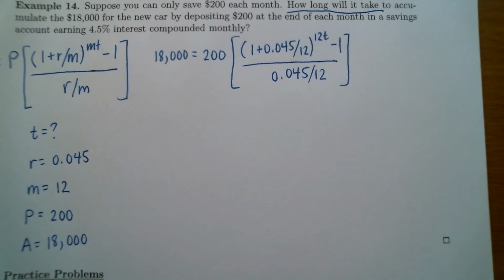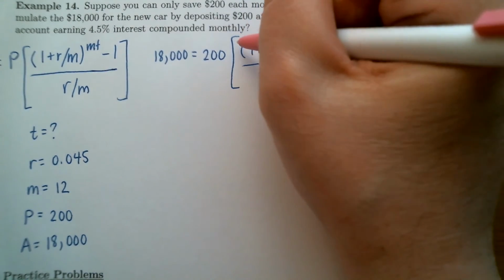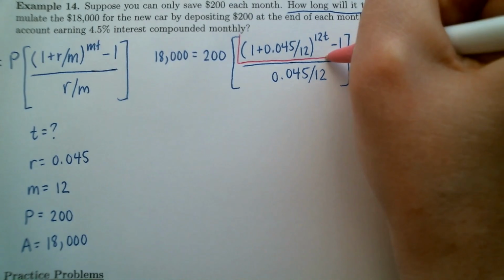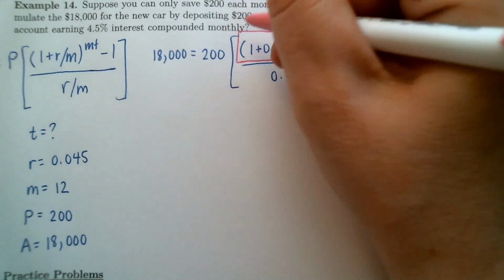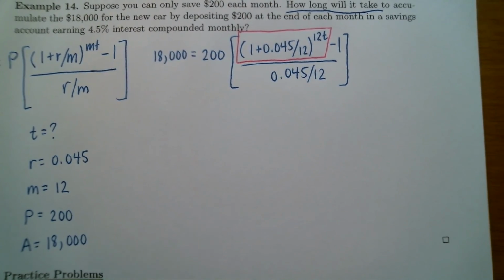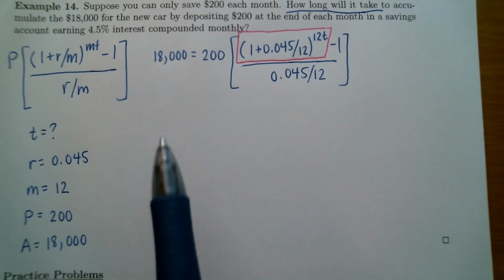Your first step is always isolating the thing that has the t, the exponential piece. This is what we need to isolate. We can detach everything else from the 12t except for what's in parentheses. So our first goal is working towards isolating what's in the pink box. To do this, we've got to do three things.